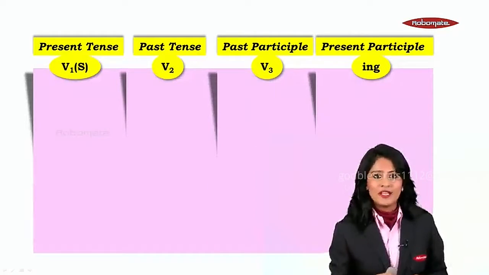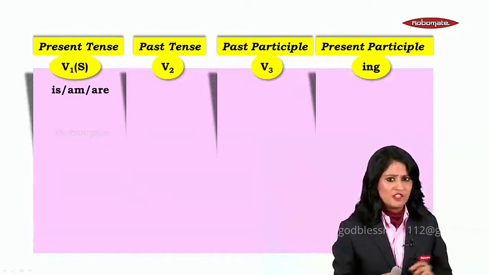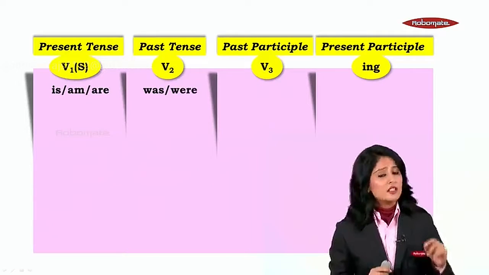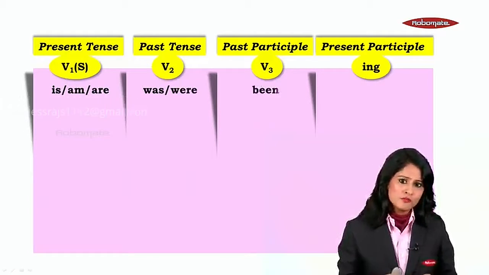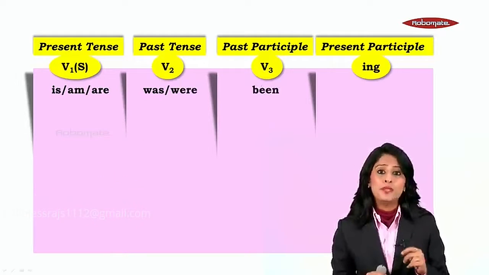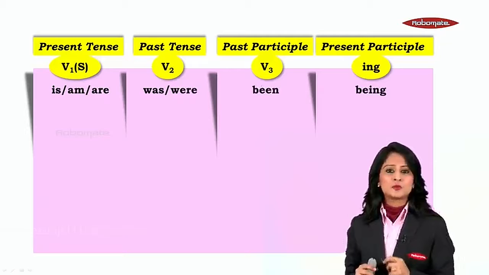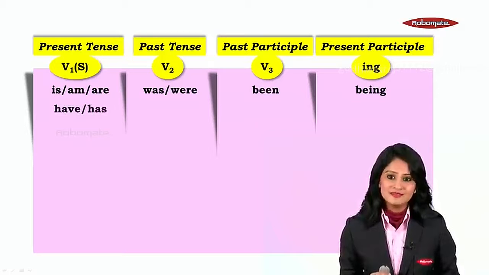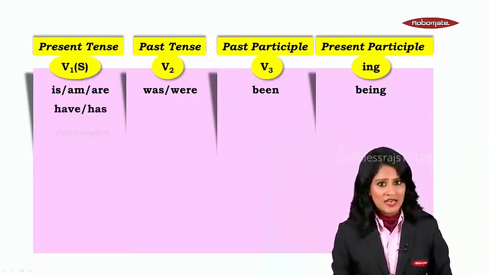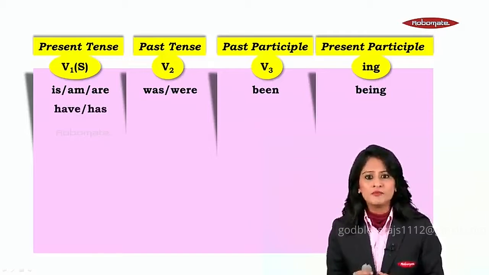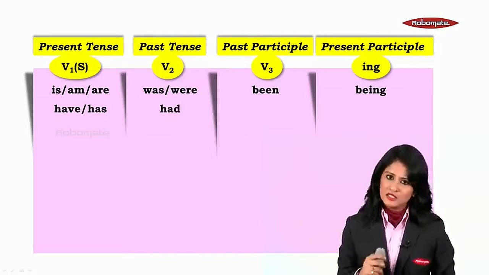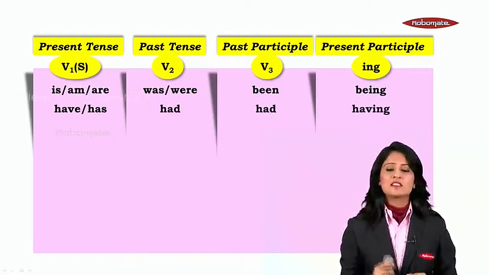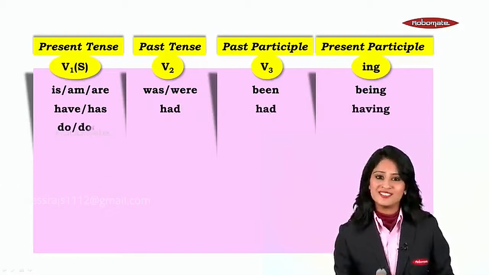So let's take a look very quickly. Here we have the V1, that means is, am or are. The next we have is was or were. The past participle is been, and the present participle, as I told you, always will end with ing, so it's being. Next we have have or has in the present tense form or the V1. The past tense would be had. The past participle or the V3 remains the same here, had. And the next is having, again ending in ing.